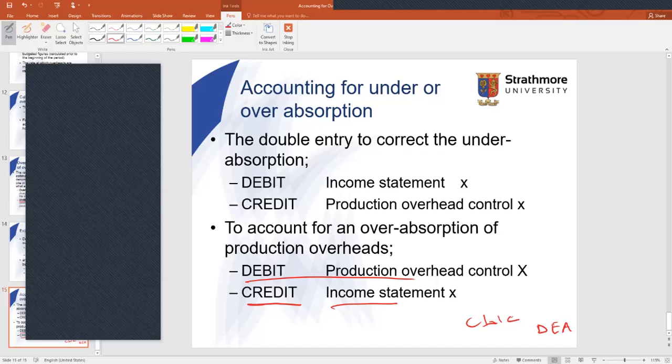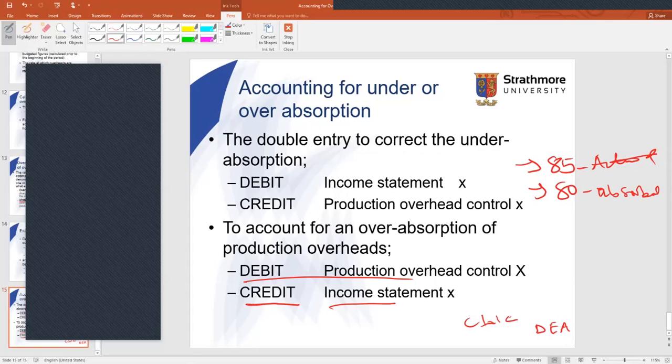Now, in case it's the reverse, a case of underabsorption. For instance, you're meant to absorb 85, but you only absorbed 80. This is what was absorbed. So there was an underabsorption of 5. Your expenses were lower than what they were meant to be. Therefore, this is like an expense, and with expenses you debit. So we debit the income statement with the amount that has been under-absorbed.